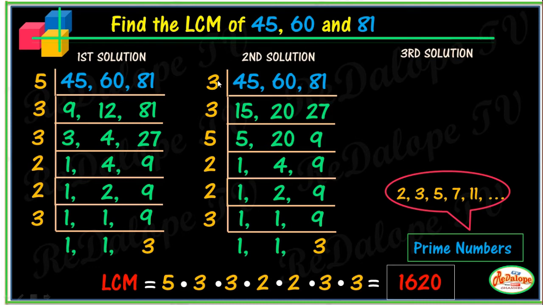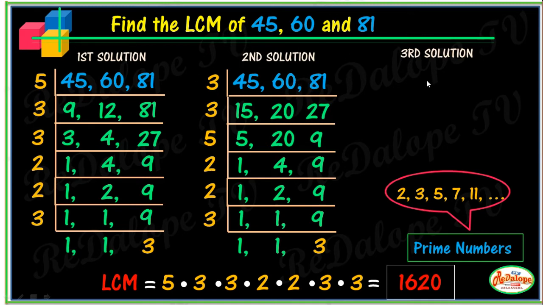So let us check. 3 times 3, so that is 9, times 5, 45, times 2, that is 90, times 2, so that is 180, times 3, 540, times 3, so that is 1,620. Now you will notice, in the first solution we divided by 5, since the first two numbers can be divided exactly by 5. Here in the second solution, 3 numbers can be divided exactly by 3.